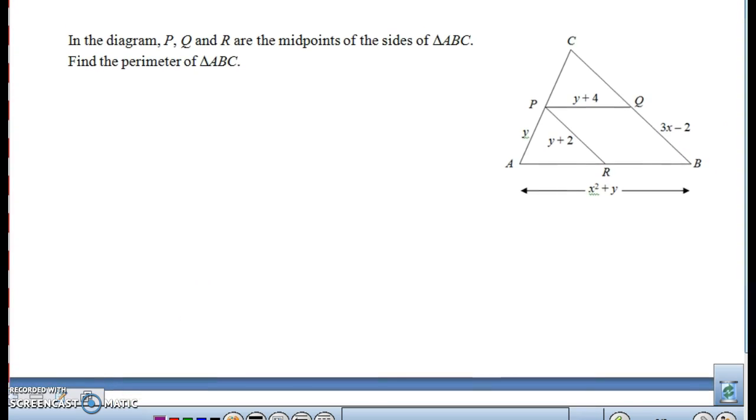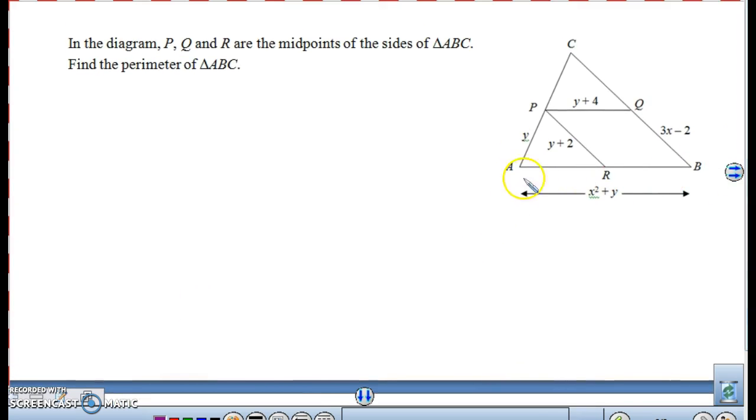In the diagram, P, Q, and R are midpoints of the sides of triangle ABC. So P is a midpoint, Q is a midpoint, R is a midpoint, and therefore PQ is a midsegment and PR is a midsegment. Now we want to find the perimeter of triangle ABC, so we have to figure out what X and Y is first.